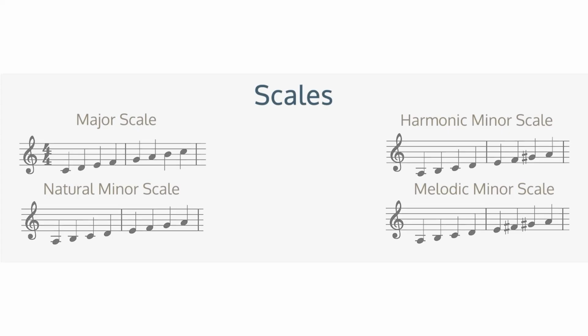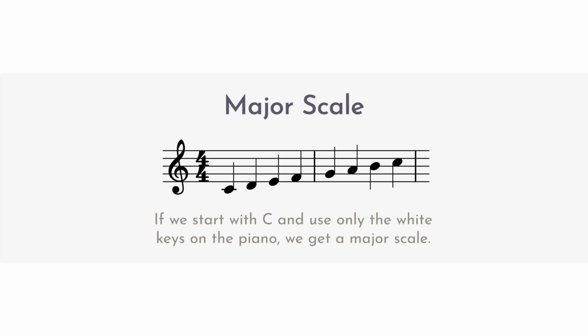There are several scales in music theory, and I'd like to show you how easily you can understand them. Understanding major and minor scales and modes will make you a better composer. Let's start with the major scale. If we start with C and use only the white keys on the piano, we get a major scale.